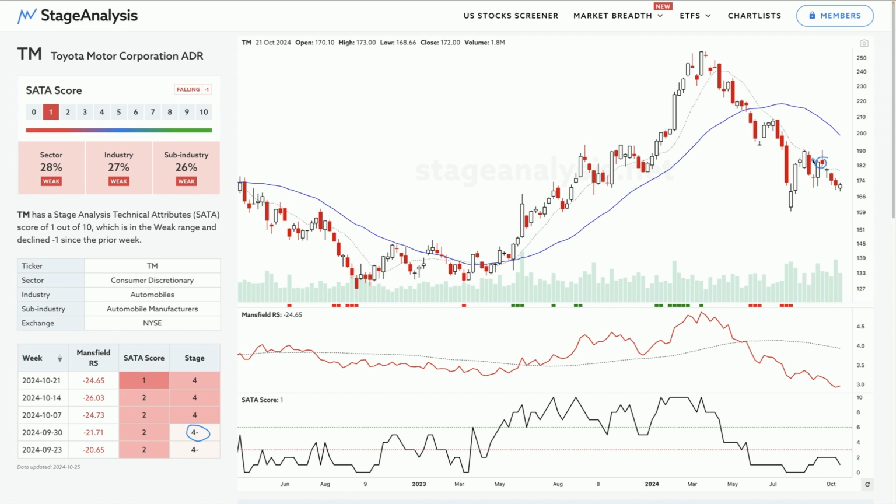When you're in normal stage 4, if it's been in stage 4 for 39 weeks, it would be stage 4B, and then if it moves above the 10-week moving average after that point, it would be stage 4B minus. So completely the opposite of what's going on when you're in stage 2. So it gives a really clear picture.